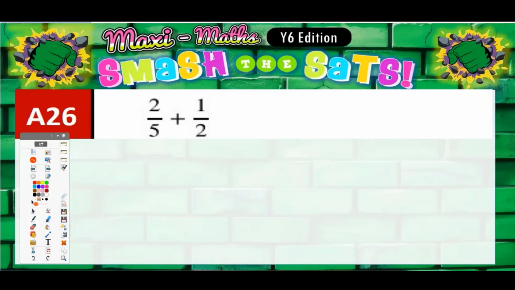Question 26, 2/5 add a half. Now, when you're adding or subtracting fractions with different denominators, you need to get a common denominator first. So I always write them as a column method, one on top of the other, and then I can change the denominators at the side.